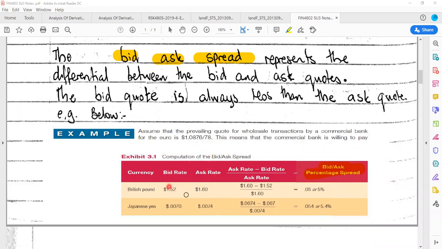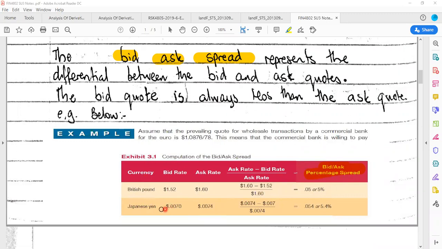So here's an example. Let's say for the British pound, we're assuming we have an American bank here. An American bank is prepared to pay $1.52, and they're prepared to sell a British pound at $1.60. So we can calculate the bid-ask percentage spread as the ask rate of $1.60 minus the bid rate of $1.52 over $1.60, and that gives us a bid-ask percentage spread of 5%.